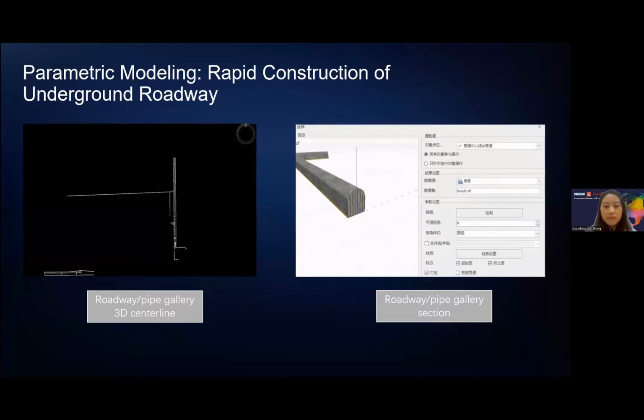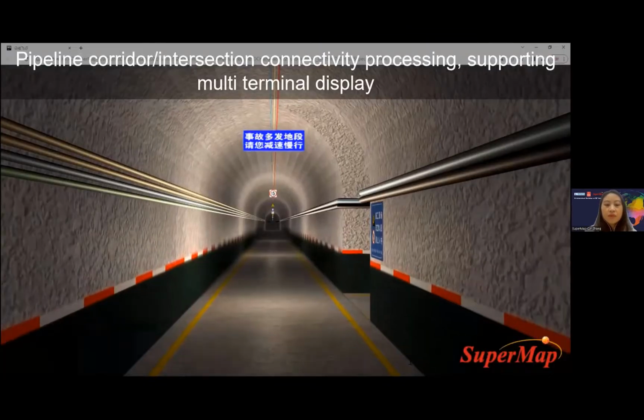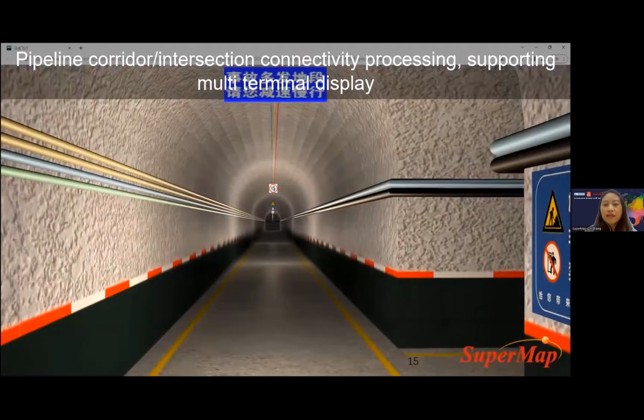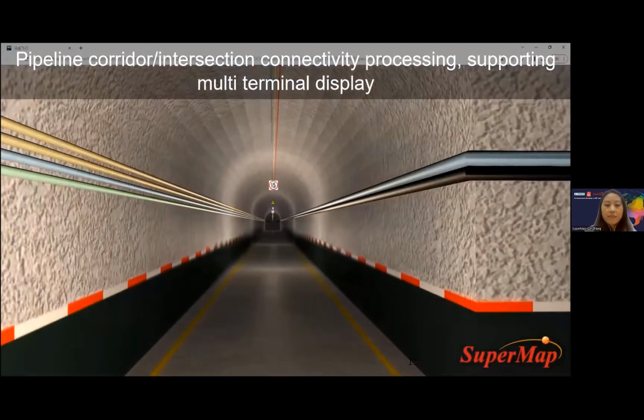However, we can quickly build the underground roadway through parametric modeling based on the 3D center line of the roadway and lofting. It can also semi-automatically process complex connectivity of pipeline corridors and intersections based on the topological relationship of data. And the result can be supported to play on multiple terminals, such as a desktop browser or a game engine.